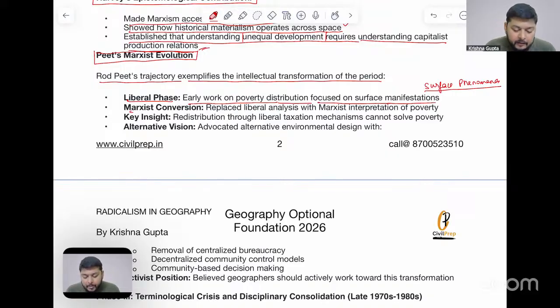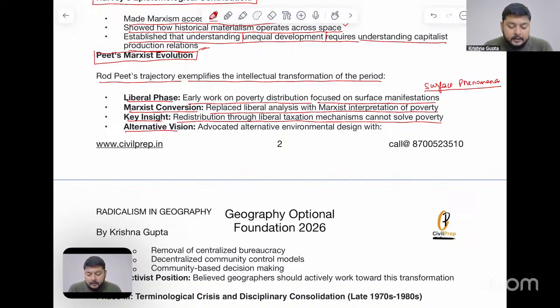So here, the Marxist conversion replaced liberal analysis with a Marxist interpretation of poverty. Now, the key insight we can see is that redistribution through liberal taxation mechanisms cannot solve poverty. Okay, so here the liberal stance was also seen, and how it can be seen as an important part of solving the issue of spatial inequality, which is poverty here.